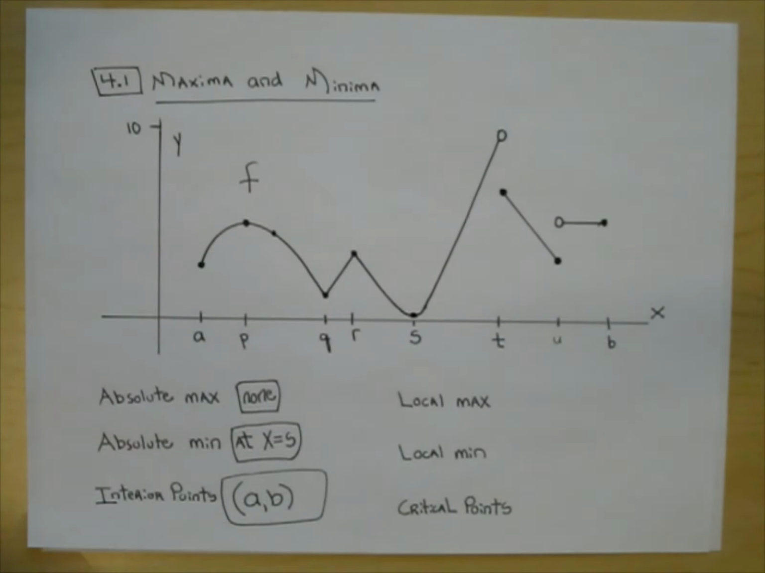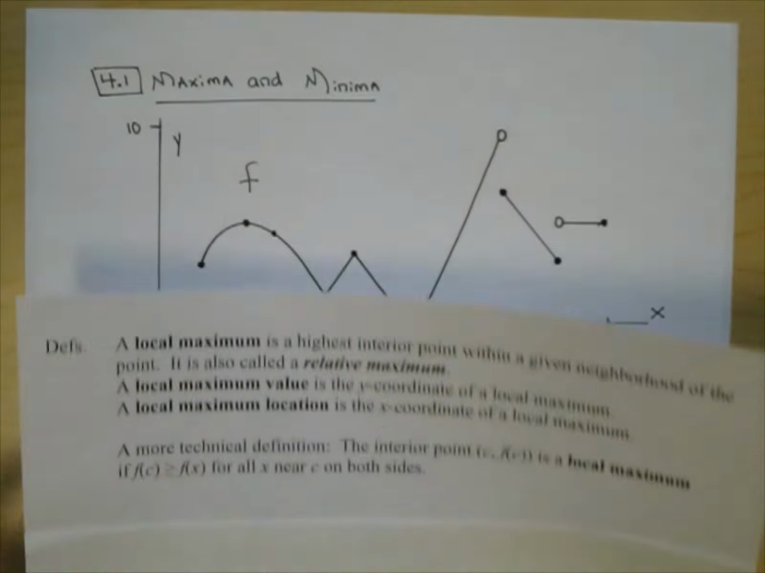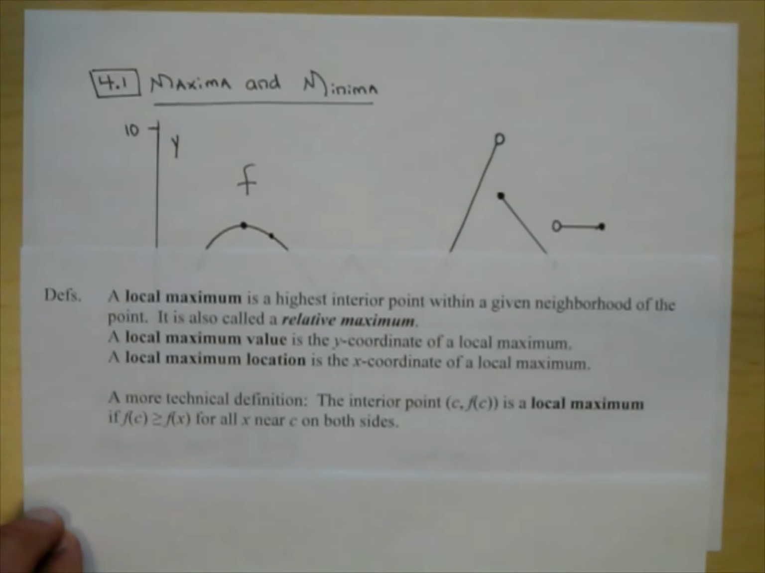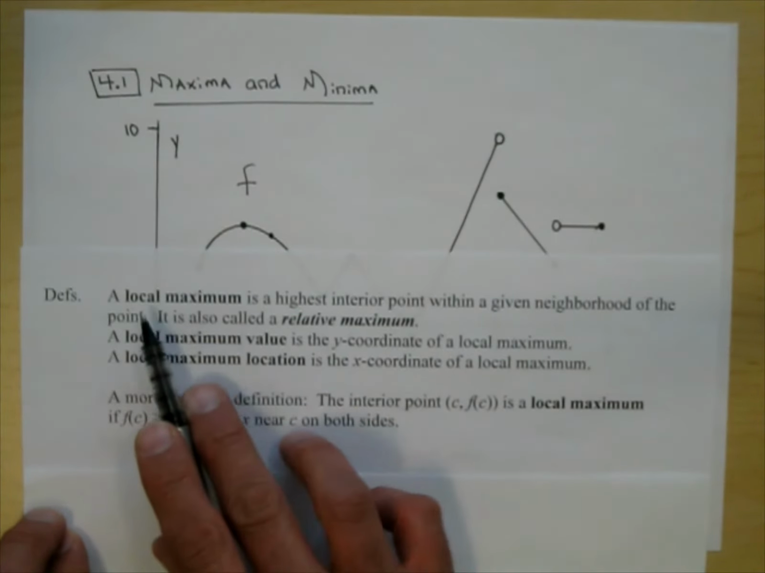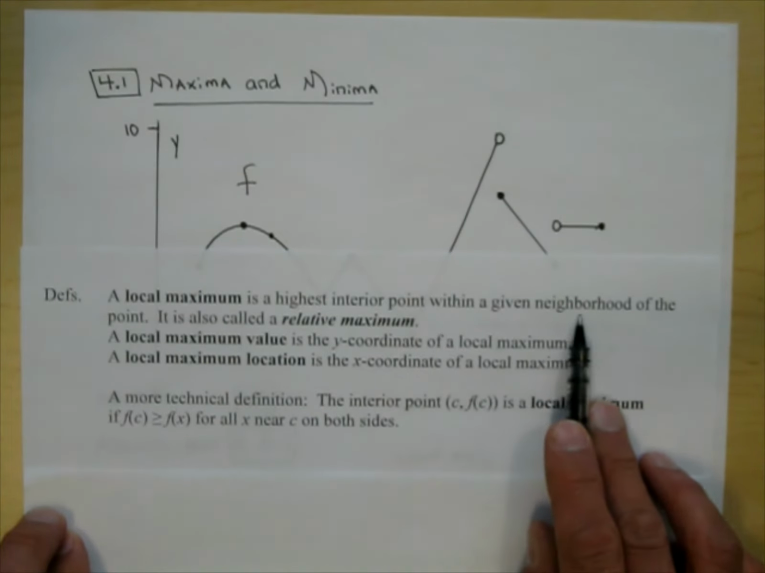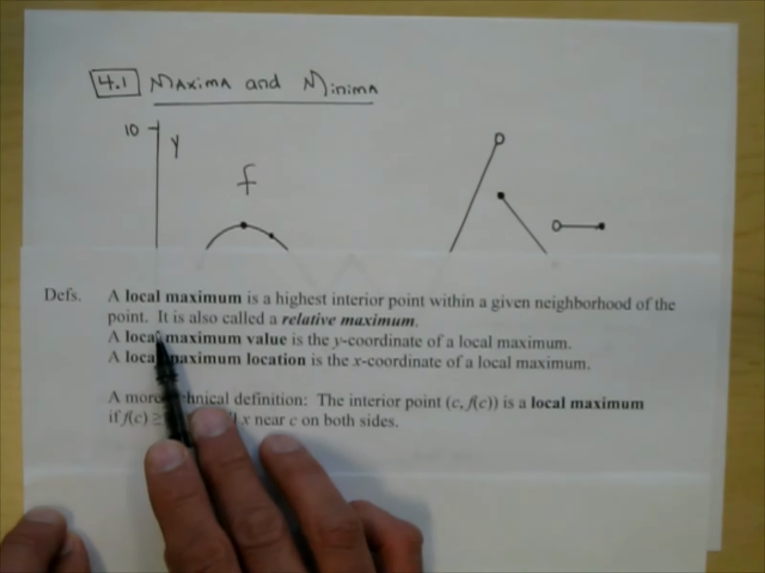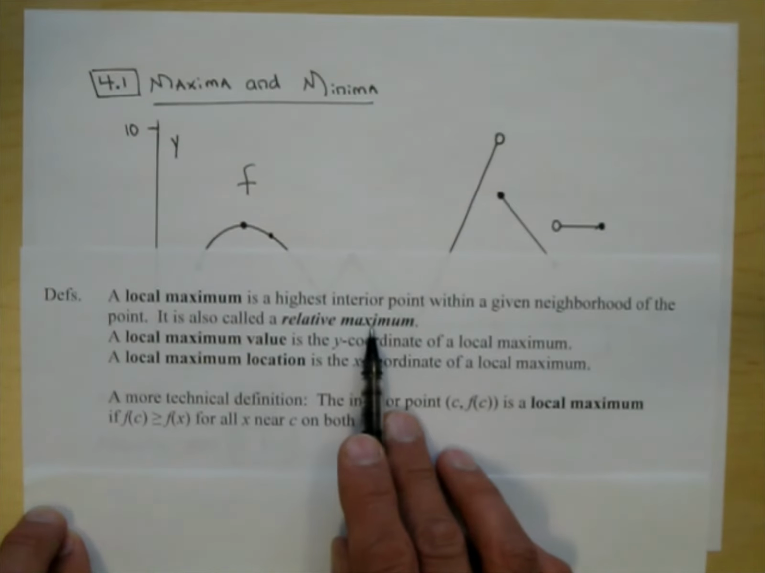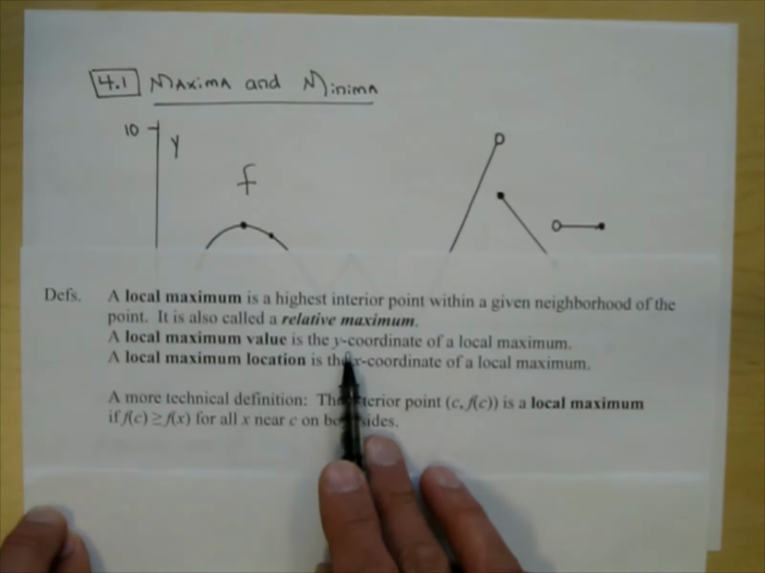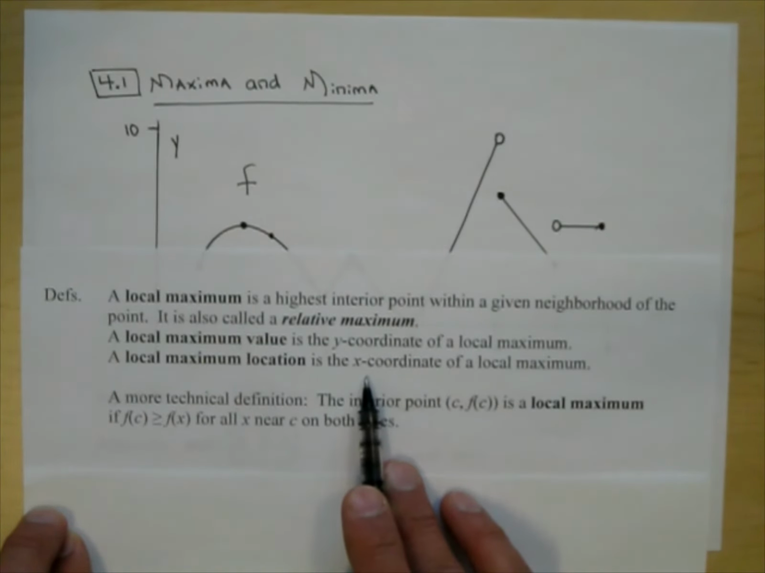Let's go ahead and do another definition, because what are they asking us next to do? They're asking us for the local maximum. So here is the definition of a local maximum. The first definition is the one that's going to be the easiest to think of. A local maximum is the highest interior point within a given neighborhood of the point. It is also called a relative maximum. So we can define a local maximum value as the y-coordinate and the location is the x-coordinate.